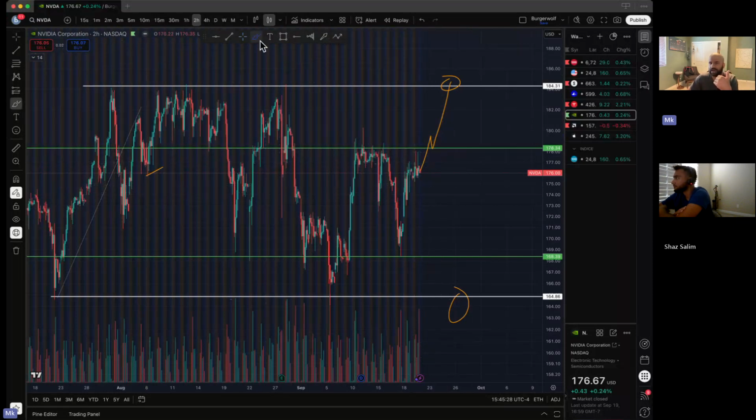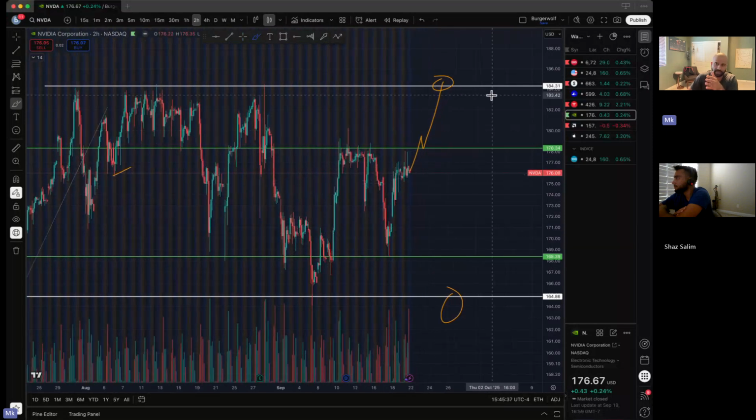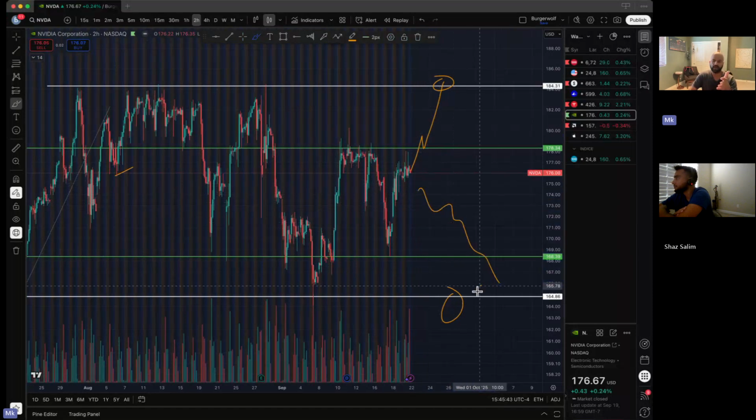So for that reason, I'm hesitant to take longs or downside plays because I don't know if the market structure is higher highs, higher lows, or lower highs, lower lows. You get what I mean? We need more information to figure out which area it wants to target. Until then, NVIDIA is kind of off the table for me.